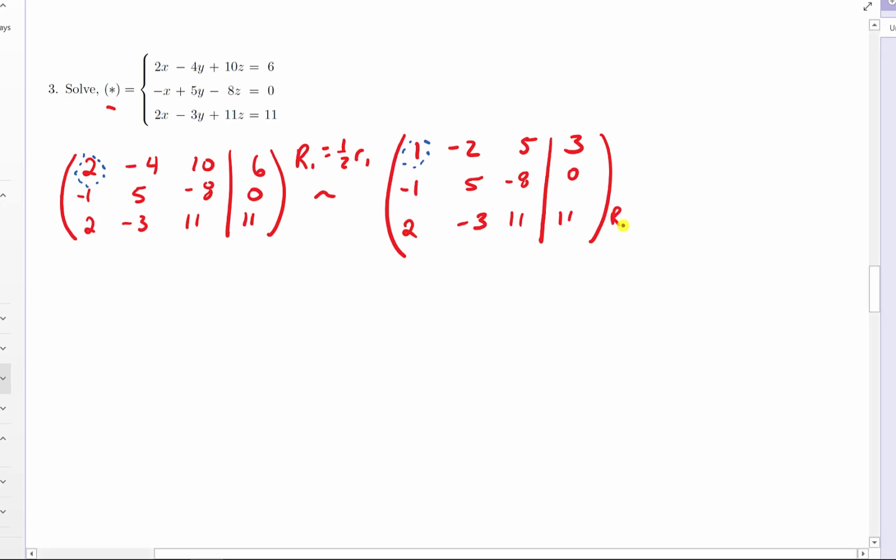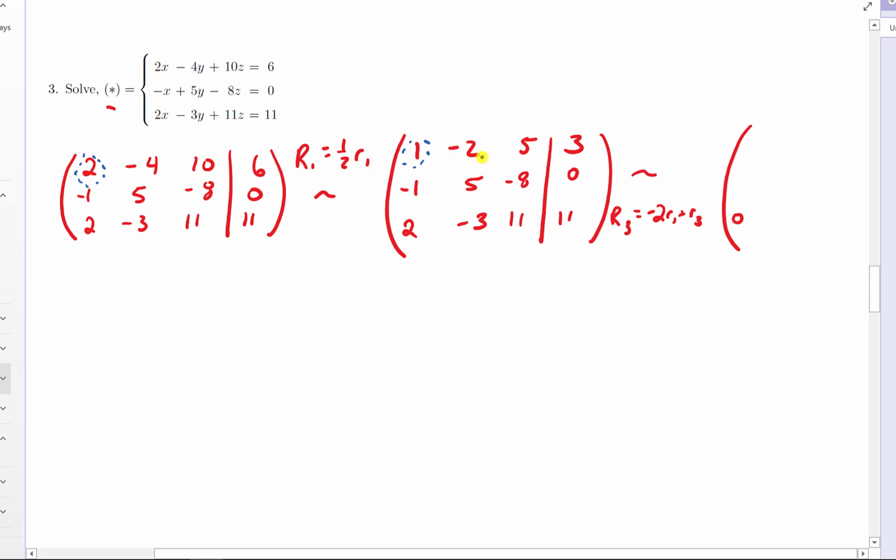So let's see here. I'm going to say that my new row 3 is equal to negative 2 times current row 1 plus current row 3. So I'm multiplying this row by negative 2 and combining it with this row to give me a new row 3. So let's go ahead and do that. We'll multiply this one by negative 2. That gives me negative 2 added to 2. That gives me the 0. That's what I was hoping to get.